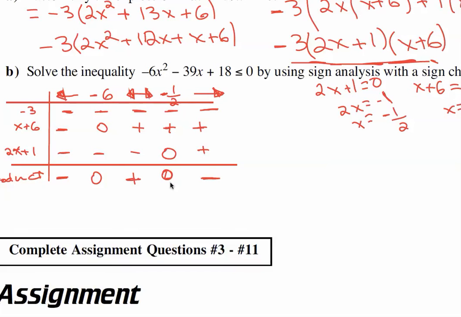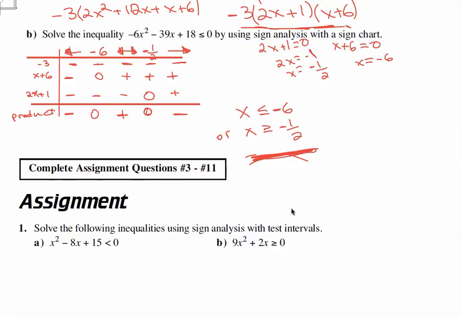So now that we have our product, we can easily solve our inequality. So when is this less than or equal to 0? Well, when x is less than or equal to negative 6, and when x is greater than or equal to negative 1/2. That's when we get a negative value. So that's when it's less than or equal to 0.